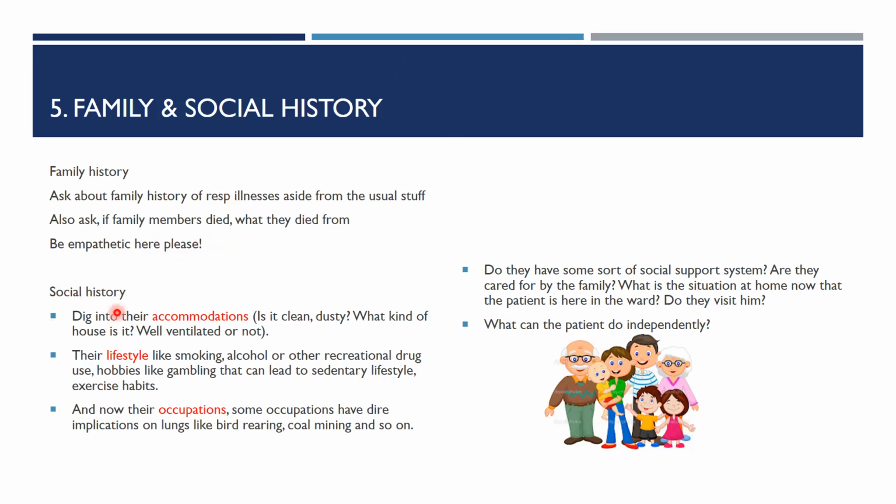Now in your social history, this is where you go into the nitty-gritties. You don't just say 'for one' and then leave. You ask about accommodation. Is it clean or dusty? What kind of house is it? Is it an apartment? Is it a house with paper coverings, where I could open it with a wembe if I thought about it very nicely? Small stuff like those. Is it well ventilated or not?